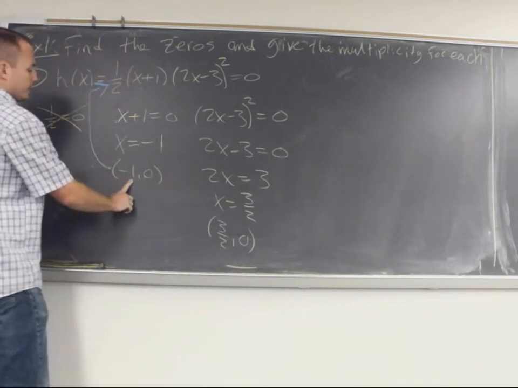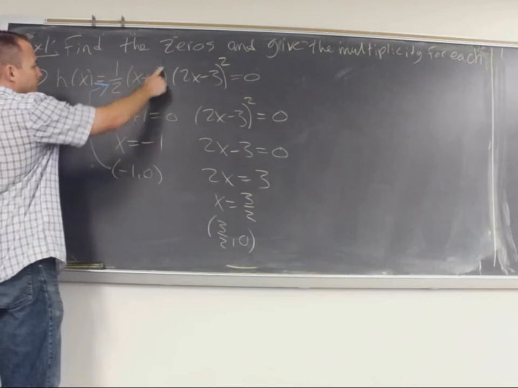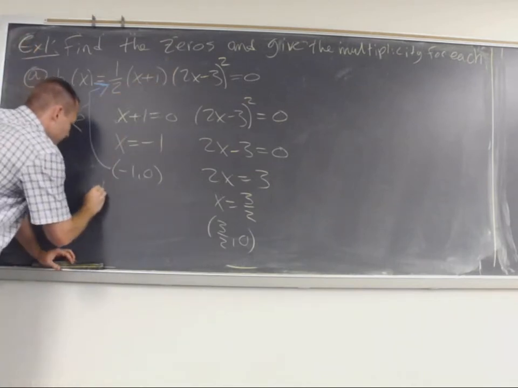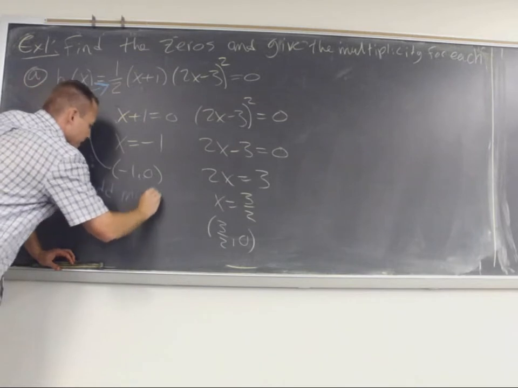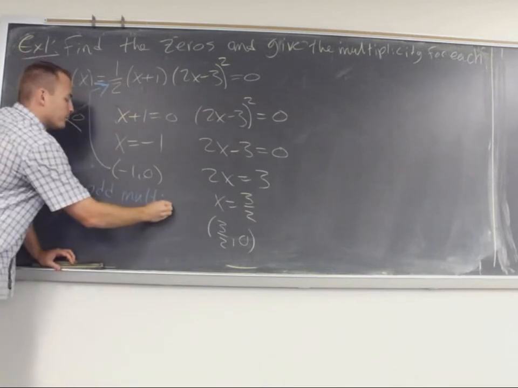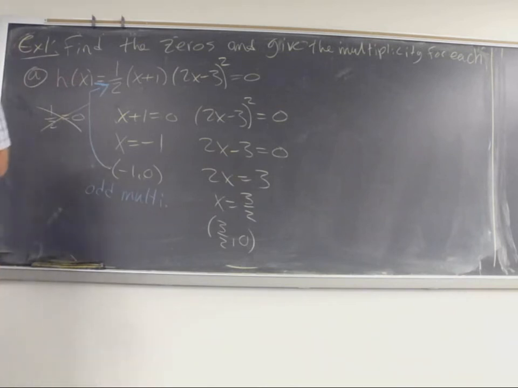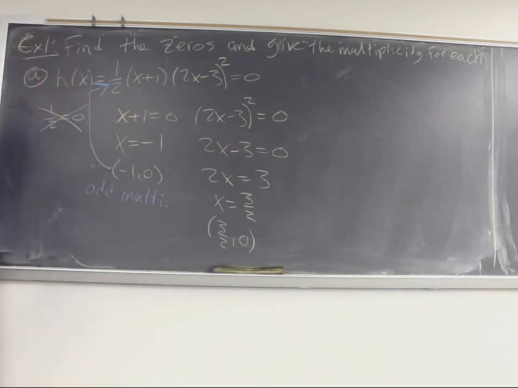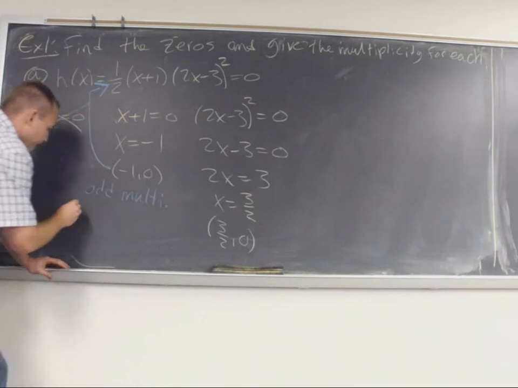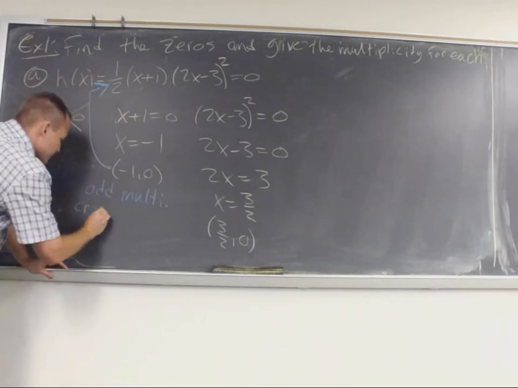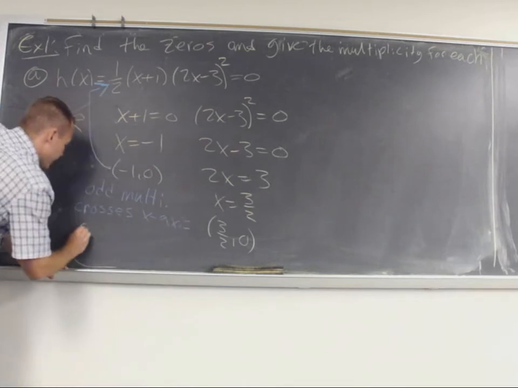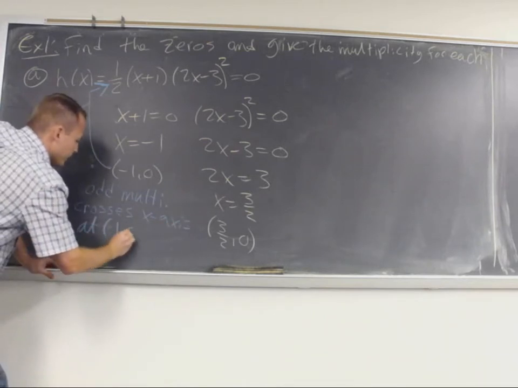So this -1 comma 0 originated from here, which was a 1 up there. So odd multiplicity. Now I'm going to just abbreviate by saying odd multi, or multi, however you want to say it. And get used to just writing out what it does. That way it sticks in your mind. Odd multiplicity means it crosses the x-axis at -1 comma 0.